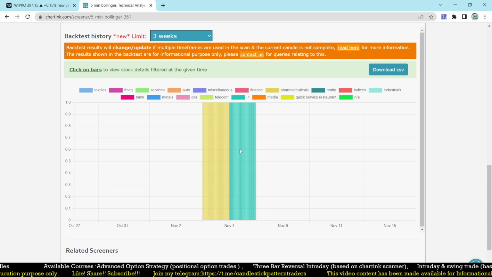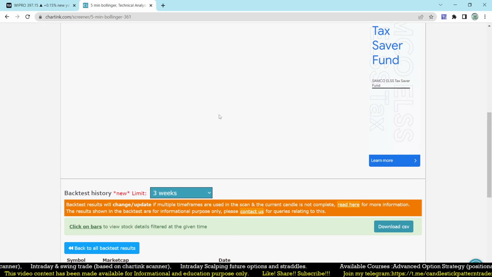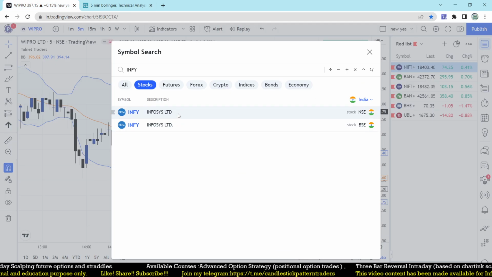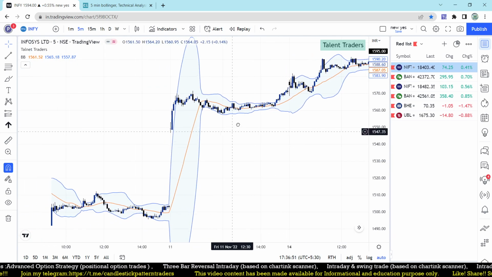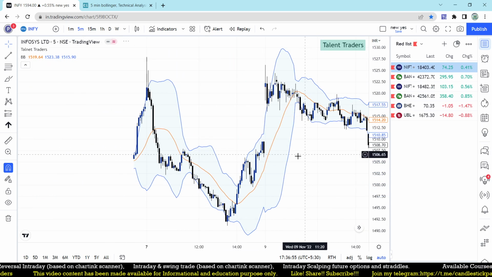If there are any stocks which form the pattern, find out. I think on the 4th of November we have a stock, maybe Infosys. This one on the 4th of November forms a doji below the lower. Let me go for Infosys, and we will check Infosys on the 4th of November for a doji below the lower Bollinger Band.